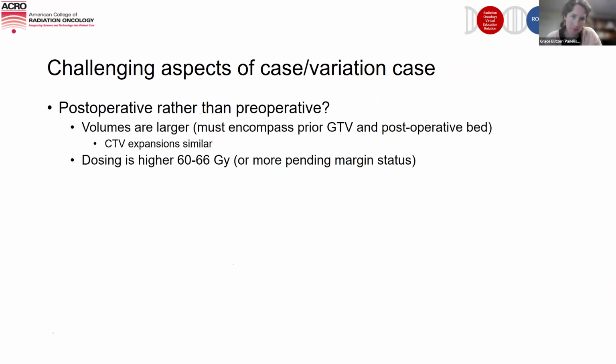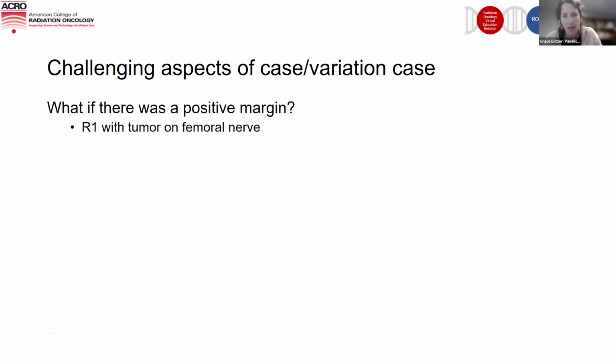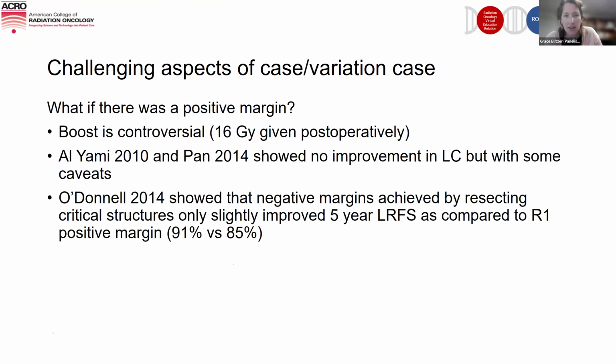Next slide. Very quickly, post-operative versus preoperative, what would you do? Thinking about dosing being higher, the volumes have to be larger because it's not GTV anymore, it's the post-op bed. Next slide. Positive margin. So what if you come across this, right? I just gave you this beautiful talk on neoadjuvant radiation. Surgeon comes back and says, I did my best, but it was along the neurovascular bundle and there is tumor left on the femoral nerve. What would you do?